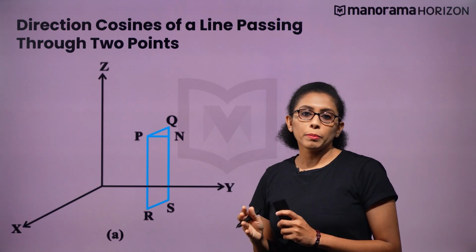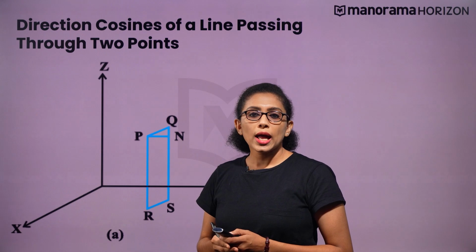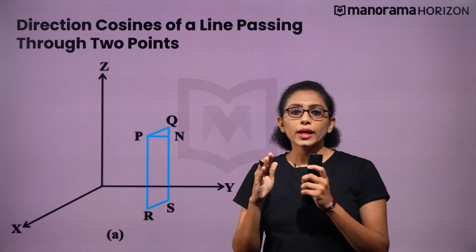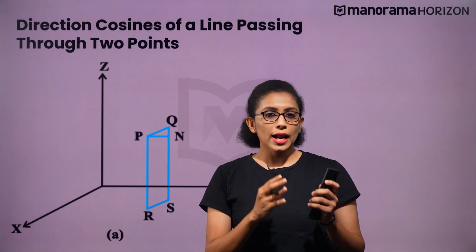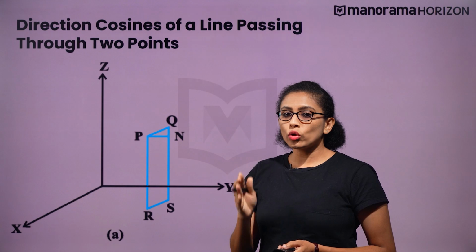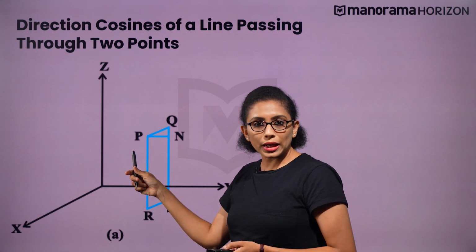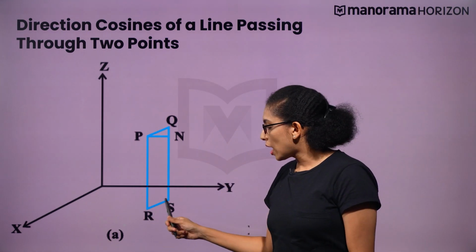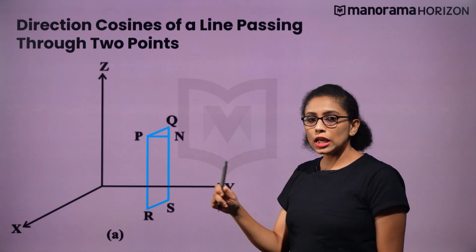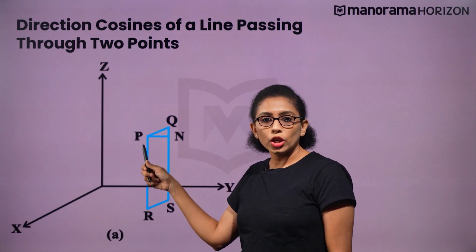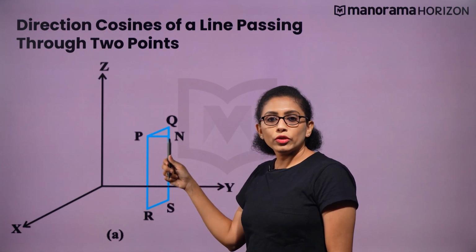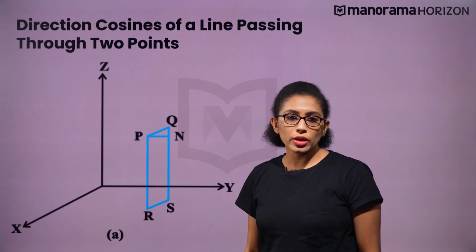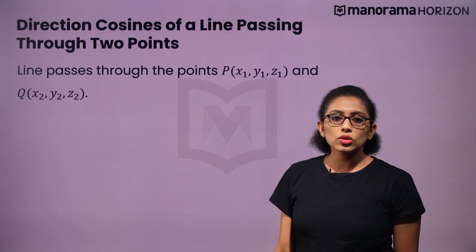Let L, M, N be the direction cosines of the line PQ, and the line makes angle alpha, beta and gamma with the X, Y and Z axis respectively. Now, if we draw a perpendicular from point P and Q to the XY plane, it will meet at R and S. Then again, if we draw a perpendicular from P to QS, it will meet at the point N. So, constructing here a right angle triangle. Let's have a close look.